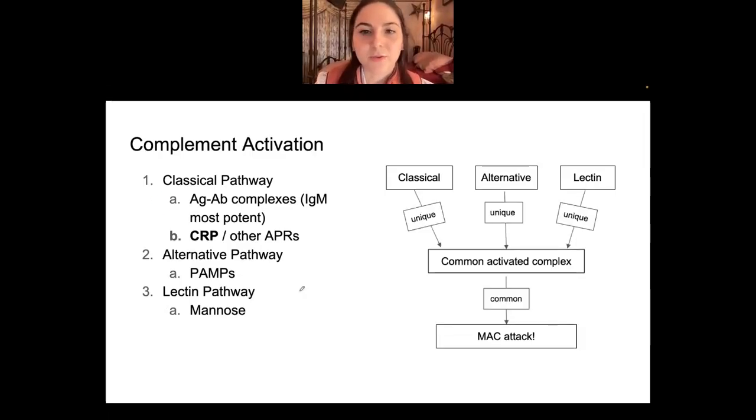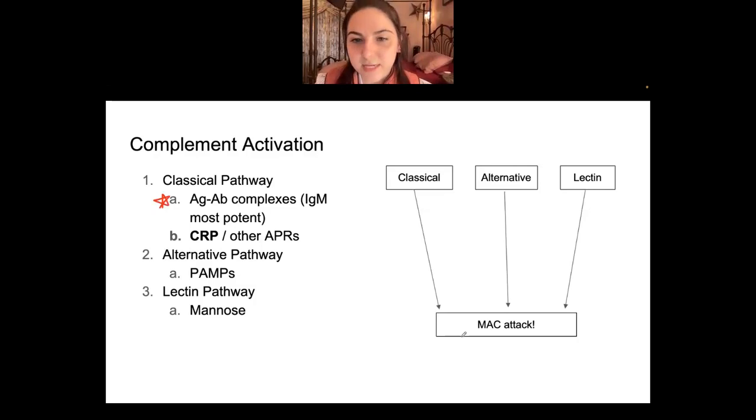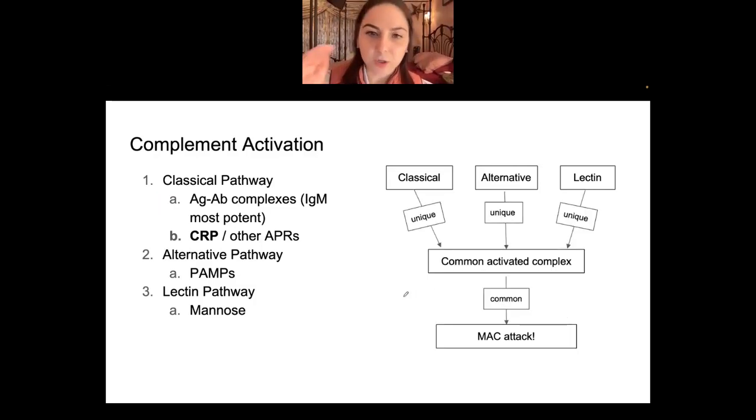Okay, so now if we go from these long arrows to making it a little bit more descriptive of what's going on, classical, alternative, and lectin are all going to have their own unique pathways. And then eventually you're going to get to a commonly activated complex. So you can see all 3 pathways are diverging onto a common pathway, basically. And then it's following this common pathway to get to MAC. So what we're going to focus on now is what makes each one of these unique.